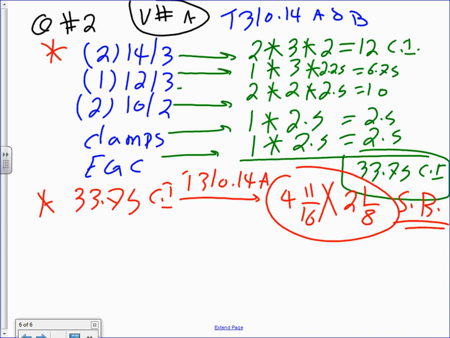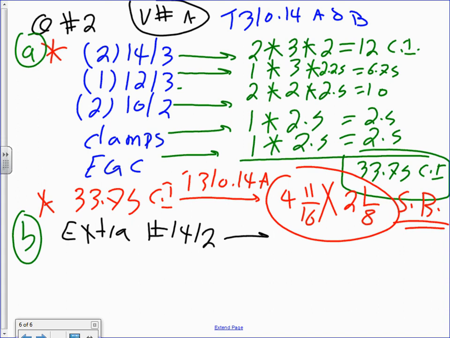So this is your A, this is your A. Your B here is asking you how many extra number 14/2 cables you can pull in this conductor. That's easy. What do you do? How many extra number 14/2? It's a cable, 14/2.